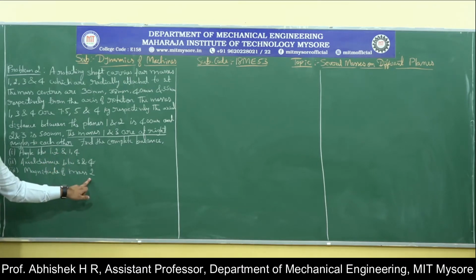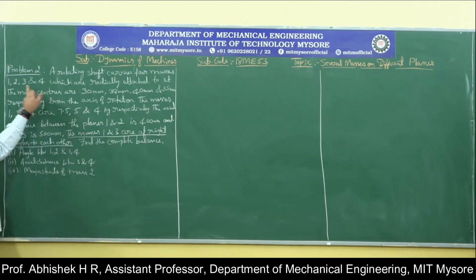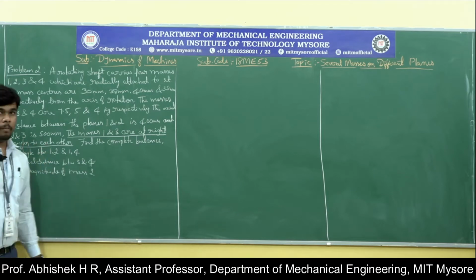We also need the magnitude of mass 2. As per the problem statement, we have the masses for planes 1, 3 and 4, but not for plane 2. So for that we need to find the mass. So, this is the given problem.